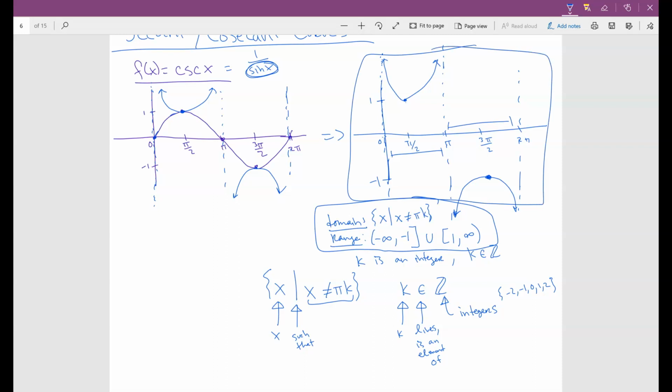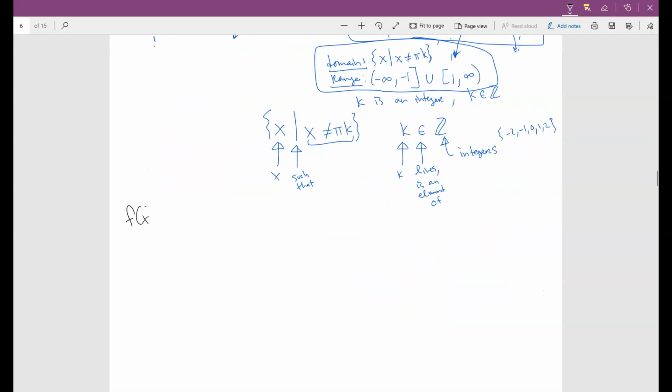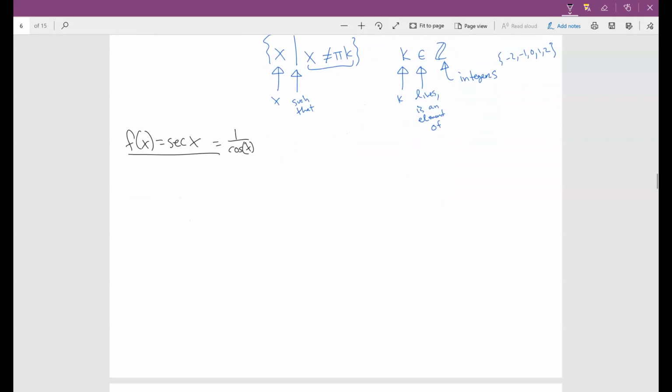Okay, now let's look at the secant graph. Okay, so f of x is equal to secant of x. So what does that guy look like? As we know that secant is the reciprocal of cosine, we're going to start off by drawing the cosine graph. So 0, pi over 2, pi, 3 pi over 2, and then 2 pi. So here's 1, here's negative 1. So cosine always starts at 1. So this is kind of how this guy looks like.